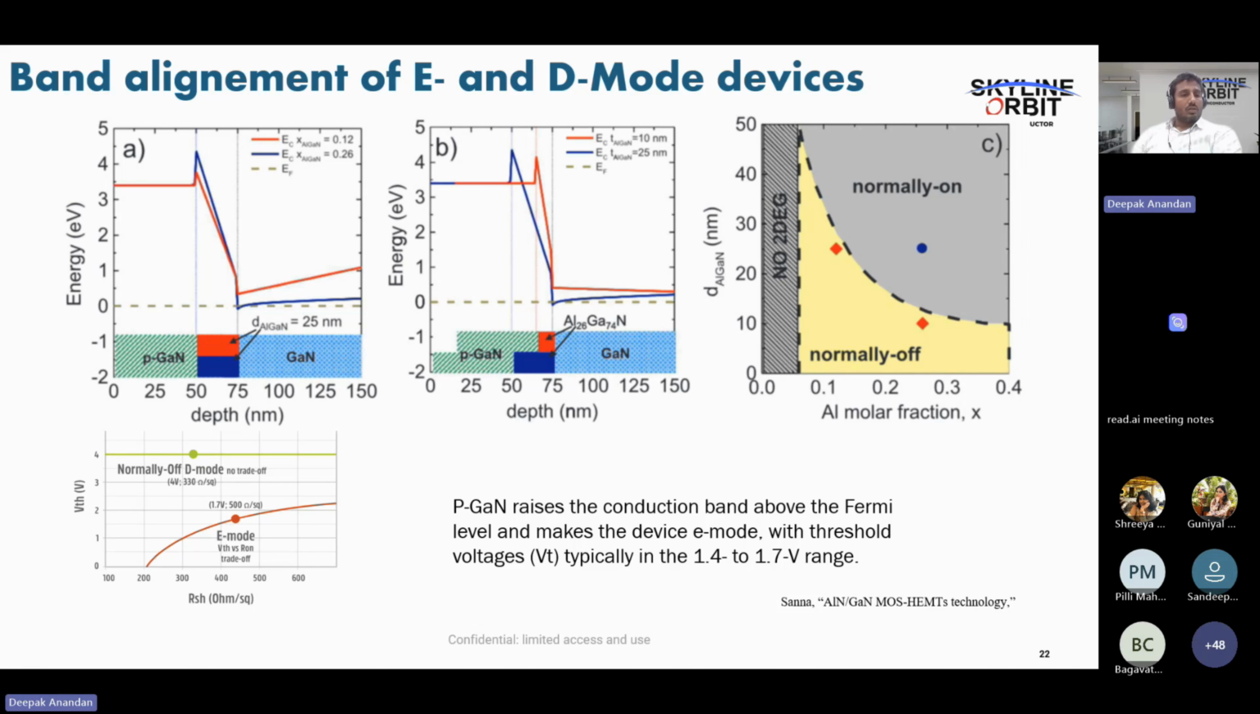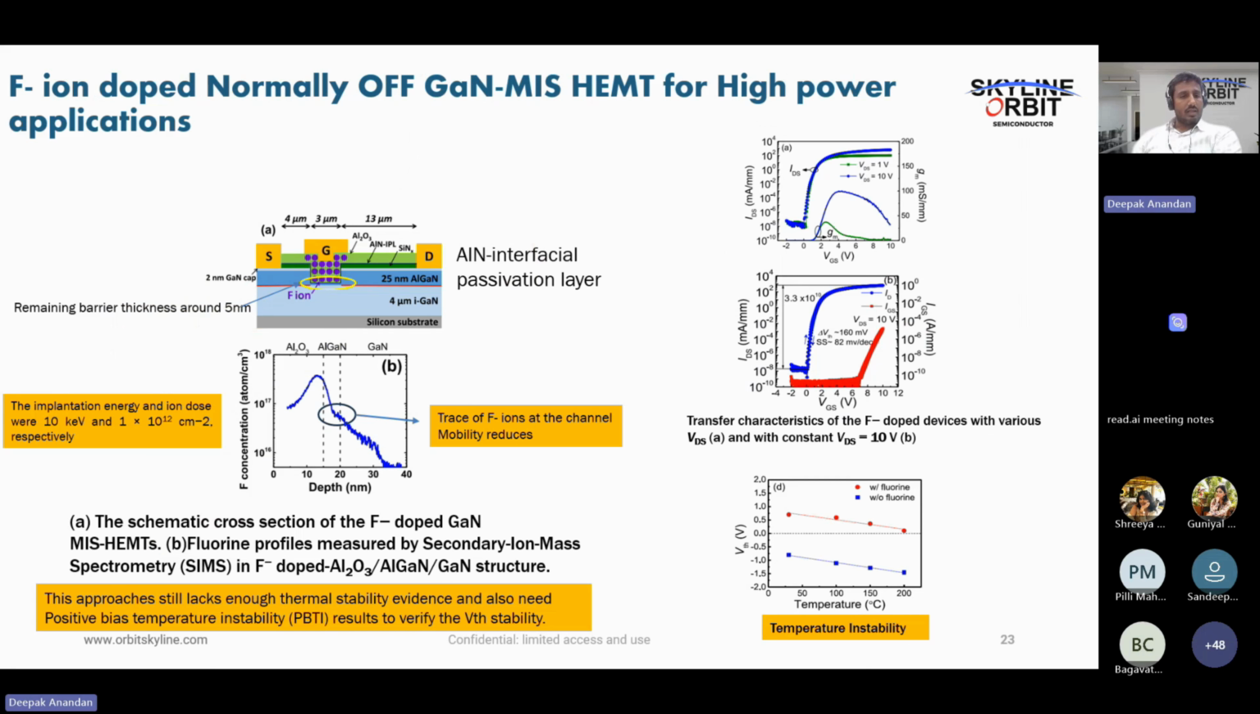So let's look into the fluorine doped one. As I said, it's a combination of recess plus MISHEMT. In that case, they are implanting the fluorine ions at the gate junction, where more fluorine ions will be incorporated inside, and the maximum intensity of fluorine ions will be at the interface exactly between the aluminum oxide and aluminum gallium nitride. But the problem is they try to diffuse into the channel, where you will always have a 1e16 concentration.